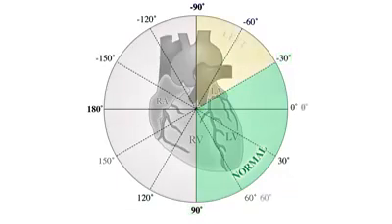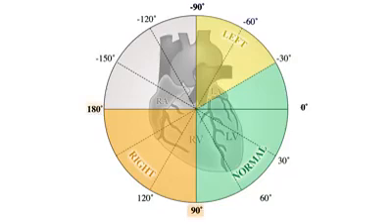There is left axis deviation when the axis is between -30 and -90 degrees. There is right axis deviation when the axis is between +90 and 180 degrees. An axis which lies between -90 and 180 is considered to be an extreme axis.